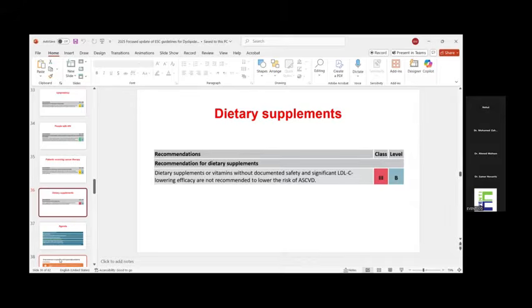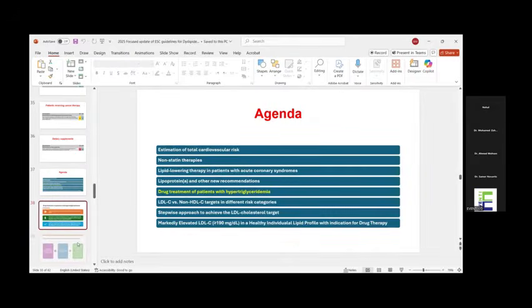Clear recommendation against the dietary supplements, the famous omega-3 capsules. Dietary supplements or vitamins without documented safety and significant LDL lowering efficacy are not recommended to lower the risk of atherosclerotic cardiovascular events.